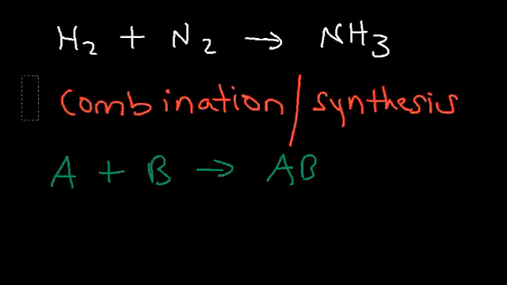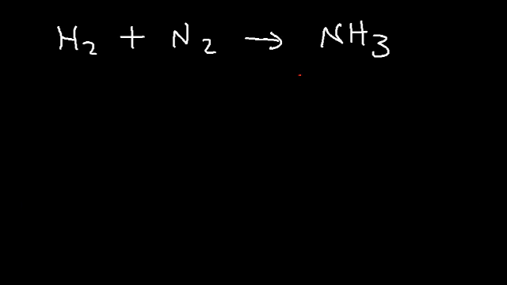To balance a reaction, you need to make sure that the number of atoms on the left side is the same as the number of atoms on the right side. On the left side, we have 2 nitrogen atoms, but on the right side, we only have 1. So therefore, what number should we put in front of NH3 to make the number of nitrogen atoms equal? So we got to put a 2 in front of it.